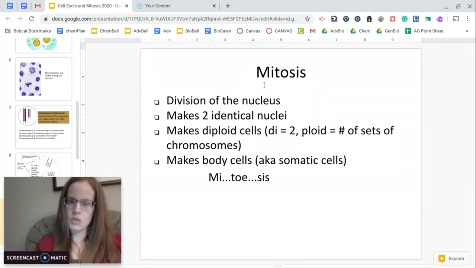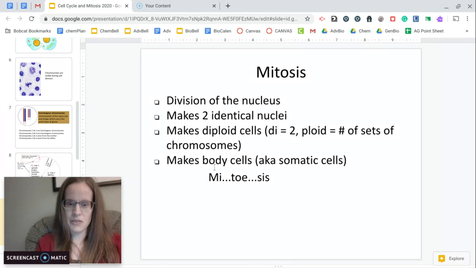All right, so mitosis, the basics, you've got a division of the nucleus. You make two hopefully identical nuclei. It makes a diploid cell. Di means two. Ploids means sets of chromosomes. So diploid means you have two sets of chromosomes. In a human cell, the diploid number is 46. So we should end up with a cell with 46 chromosomes at the end.